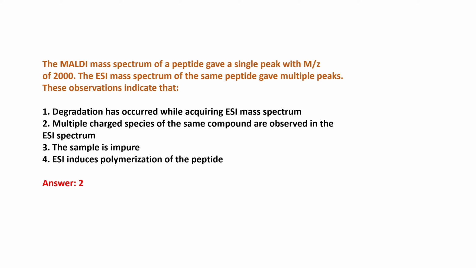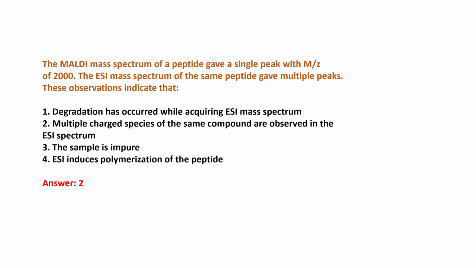Next, the MALDI mass spectrum of a peptide gave a single peak with m/z of 2000. The ESI mass spectrum of the same peptide gave multiple peaks. The observation indicates that... So this question is from mass spectrometry. The right answer will be option 2. Multiple charged species of the same compound are observed in the ESI spectrum. That's why it gives multiple peaks for the same peptide.